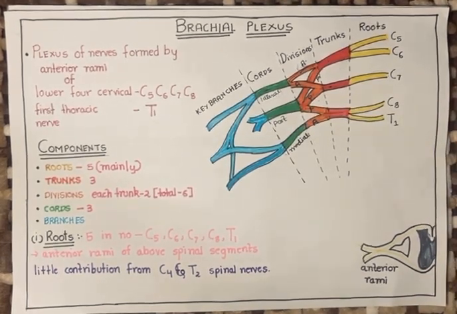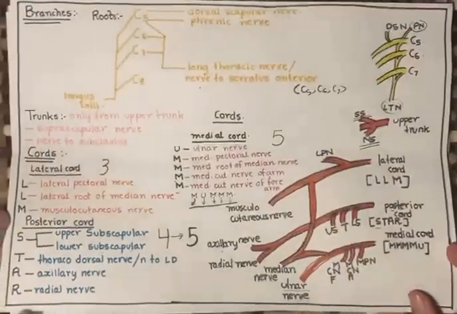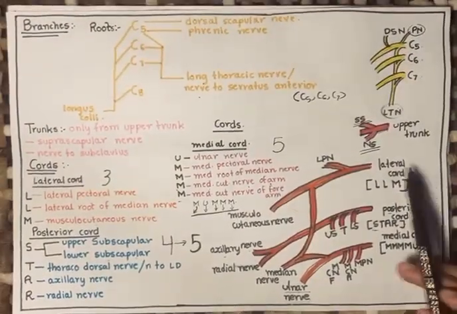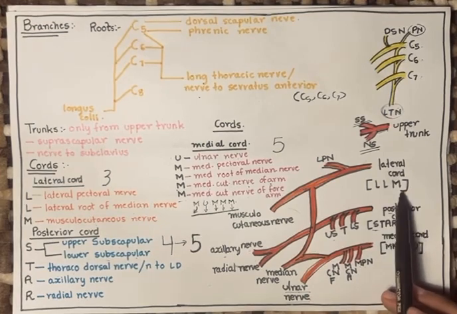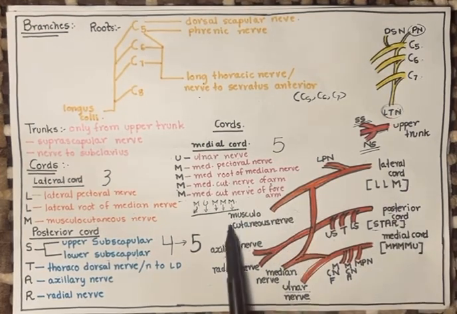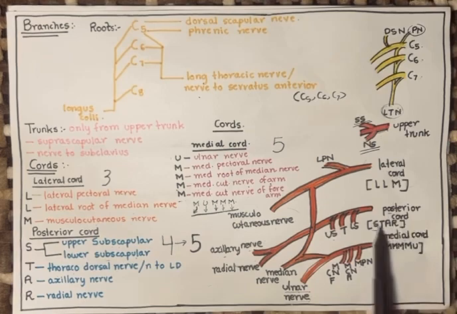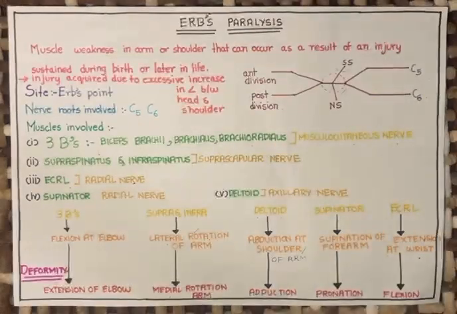Now let us learn very briefly about a few branches of the lateral cord and posterior cord. Lateral cord gives off the branches L-L-M, out of which M is going to stand for the musculocutaneous nerve, whereas the posterior cord gives off branches S-T-A-R, with A and R standing for axillary nerve and the radial nerve. If you want to learn more about the brachial plexus, please watch my video about the brachial plexus. Coming back to the topic of Erb's paralysis.